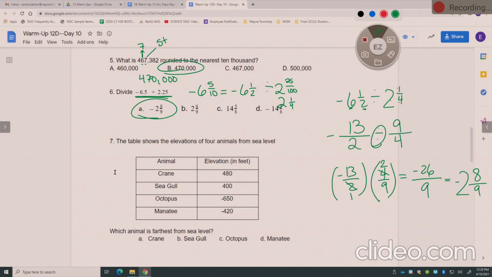Okay, number 7. Which animal is farthest from sea level? This is a distance problem. And distance is always positive. We use the absolute value of our numbers.